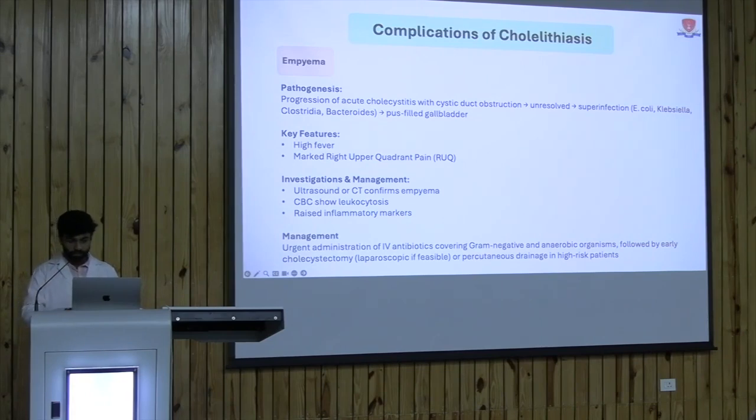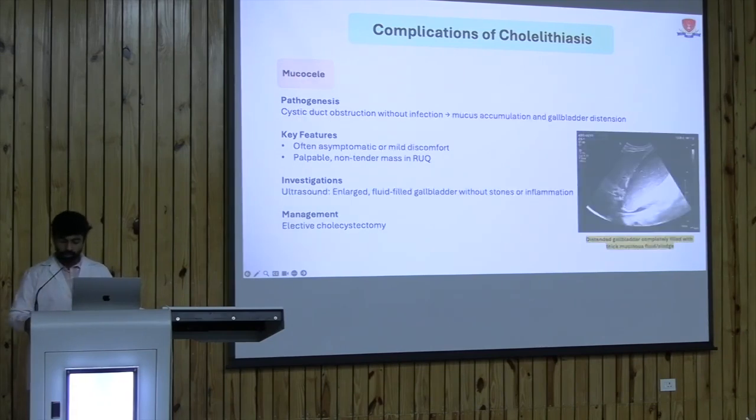in high-risk patients. Talking about mucocele, it results from cystic duct obstruction without superinfection, which leads to mucus accumulation inside the gallbladder and distension. Clinically, it is often asymptomatic or may only present with mild discomfort, sometimes accompanied by a palpable, non-tender mass in the right upper quadrant.